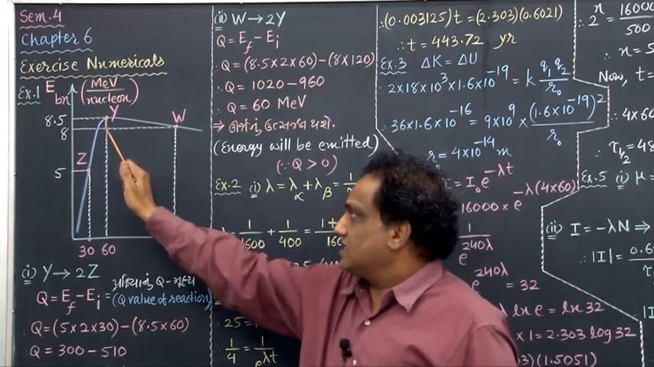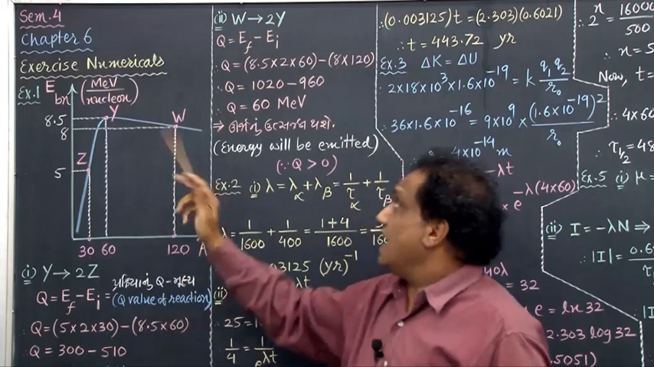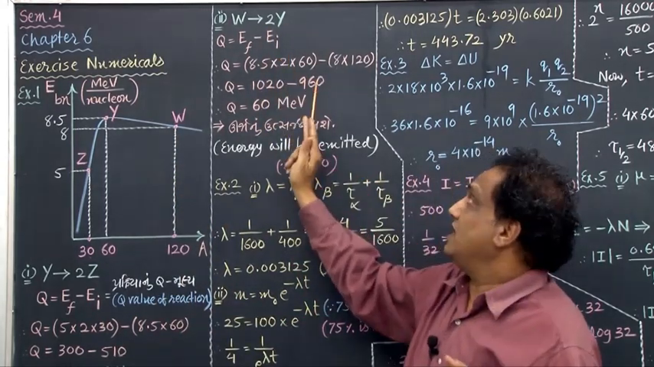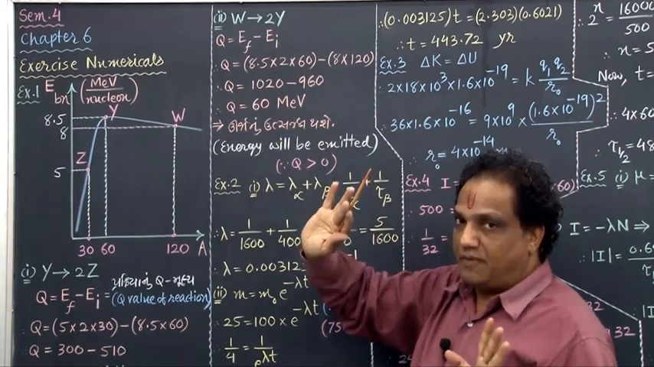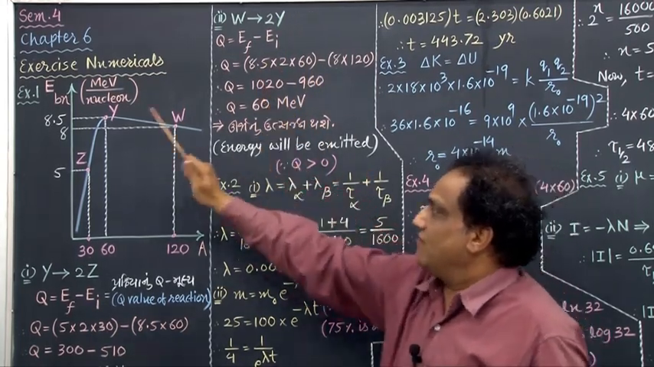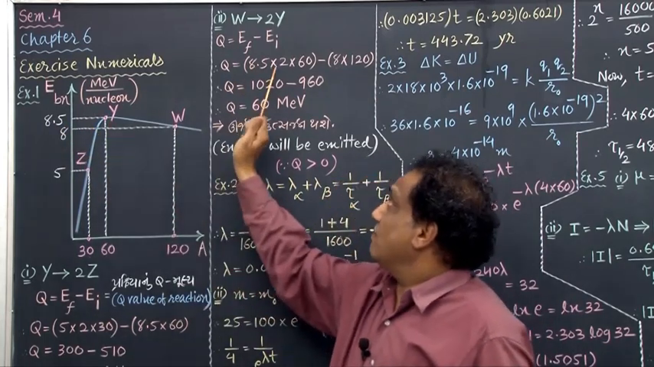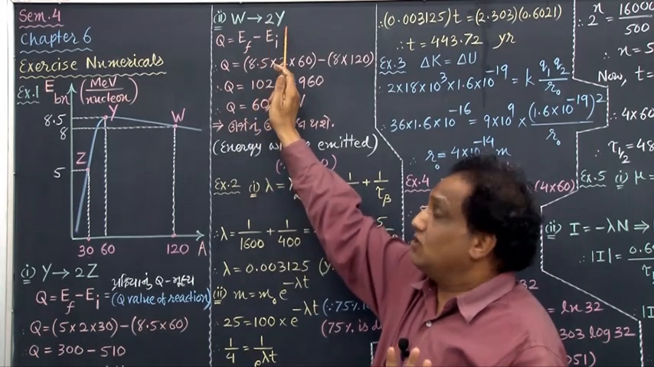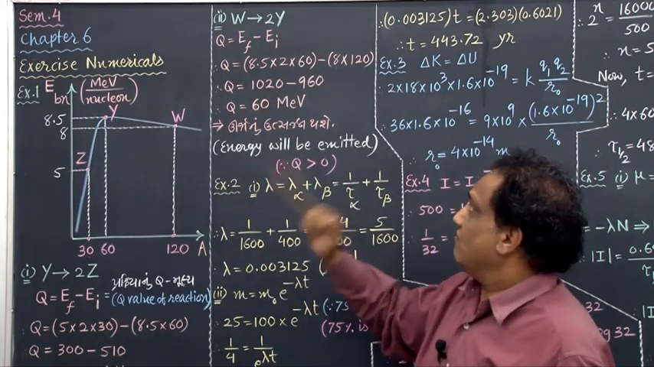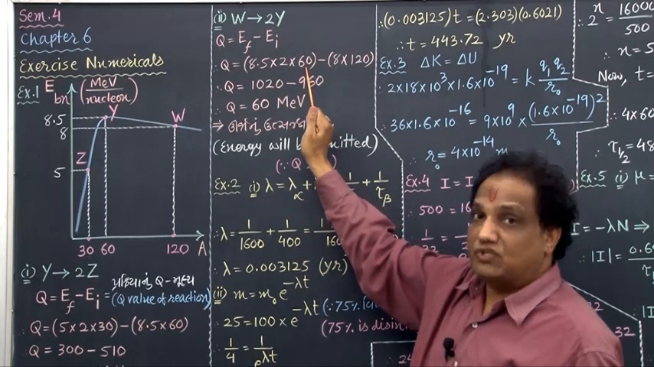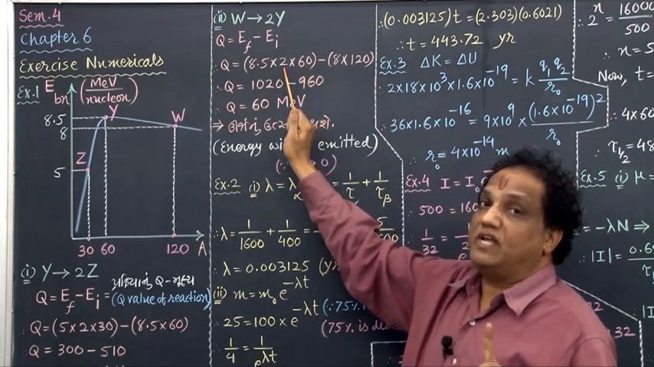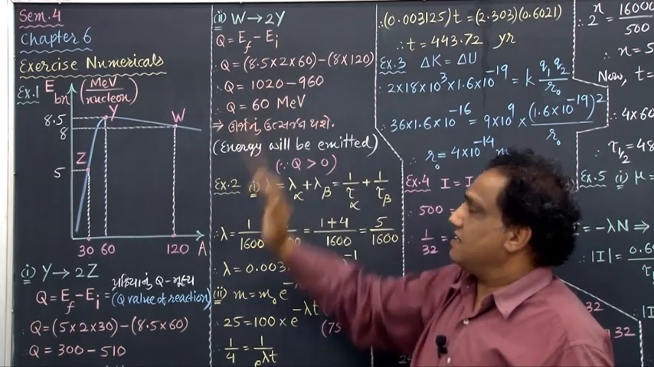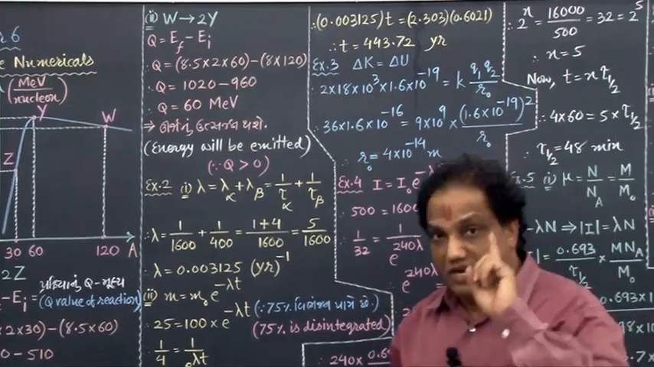For 1 Y nucleus, the total number of nucleons is 60, and for 2 Y nuclei, the total number of nucleons will be 60 into 2. I repeat, this is the binding energy per 1 nucleon for Y nucleus multiplied by the total number of nucleons in the final condition. In the final condition, you have 2 Y nuclei. For 1 Y nucleus, the number of nucleons is 60 and there are 2 Y nuclei, so I am multiplying by 2. Simple. Minus EI, that is the total binding energy in the initial condition.